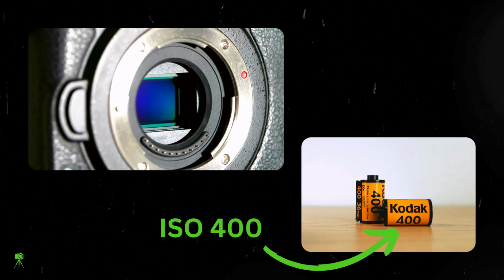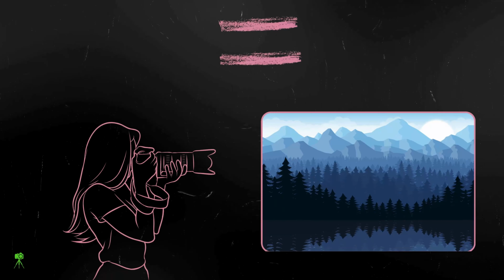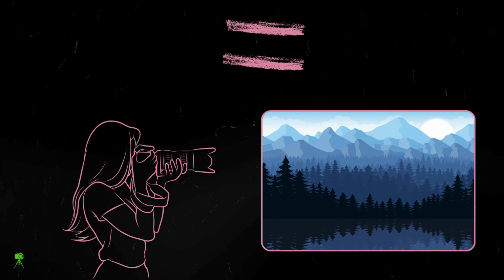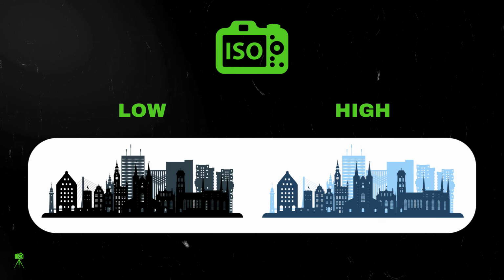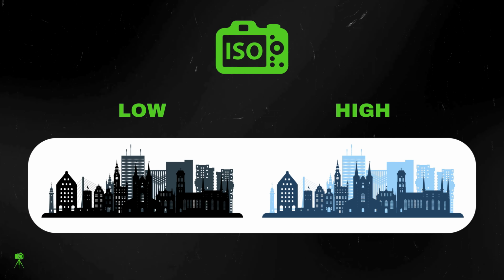ISO in photography is the camera image sensor or film's sensitivity to light. It's usually measured from ISO 50 or 100 to over 10,000. All other things being equal, in a camera and photographic scene, a lower ISO produces a darker image, whereas a higher ISO produces a brighter image.